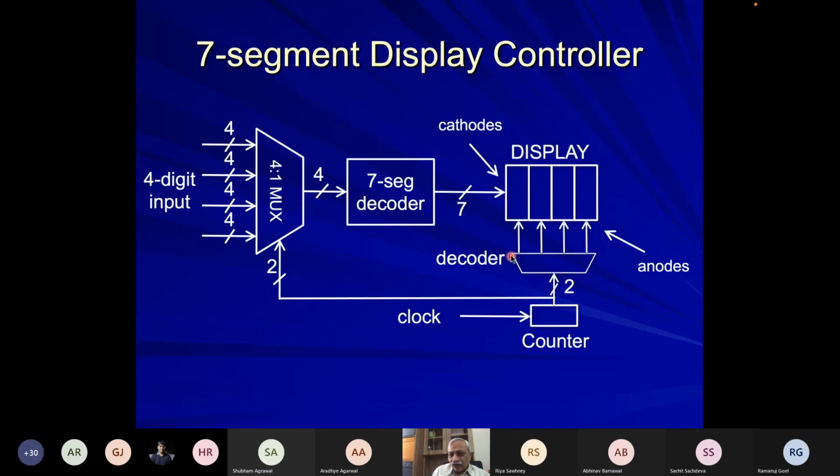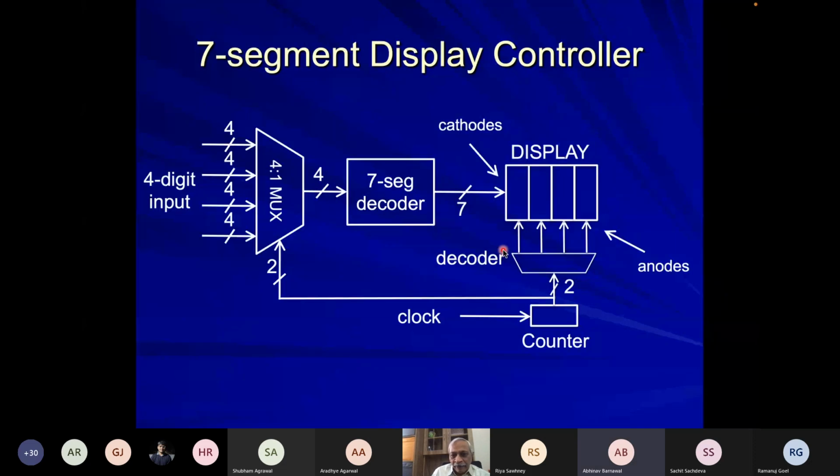And the anodes are driven by a decoder whose input is the counter. So this decoder is such that one output is 0 at a time, other 3 outputs are 1, and it helps in getting the digits displayed one by one. And if you run it fast enough, you see all of them getting displayed concurrently.